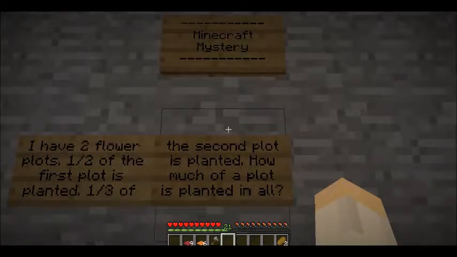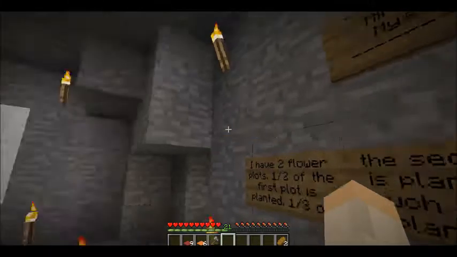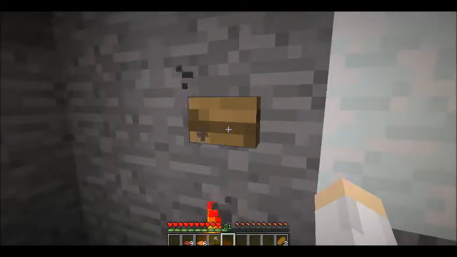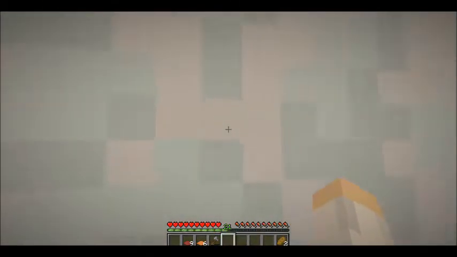Welcome back. So let's look at this. I have 2 flower plots. Half of one is planted, 1/3 of the other one is planted, and I want to know how much of a flower plot is planted in all. That's tough. And when math gets tough, we go to the magical whiteboard. Push to activate. Pow! Woo!